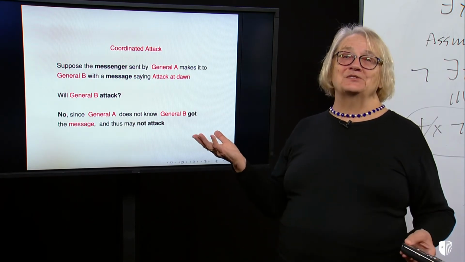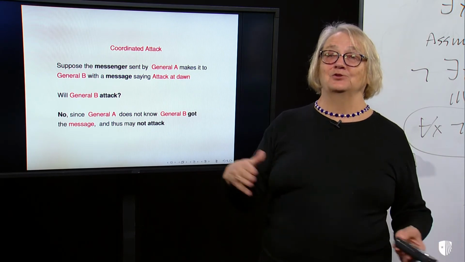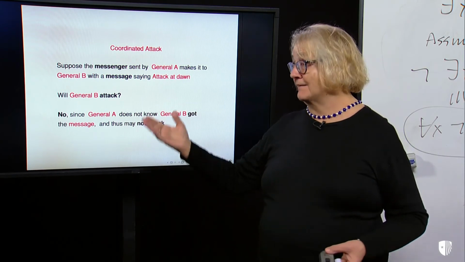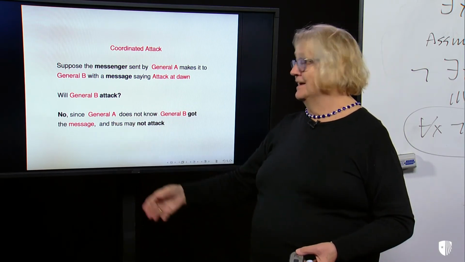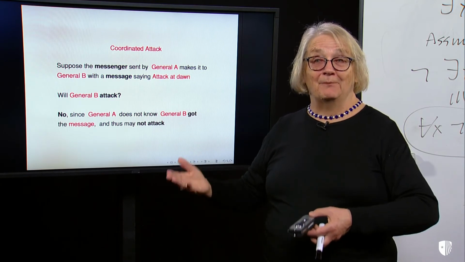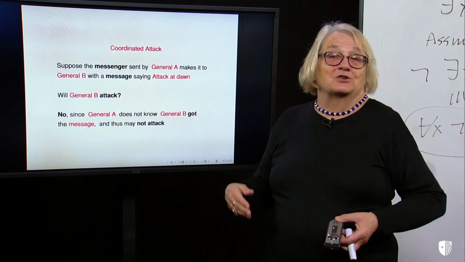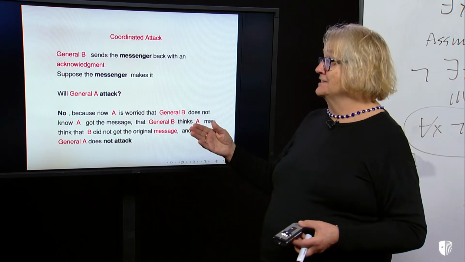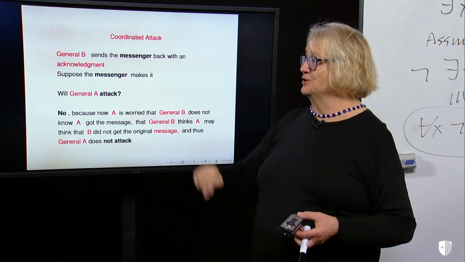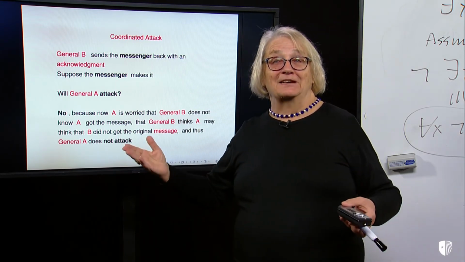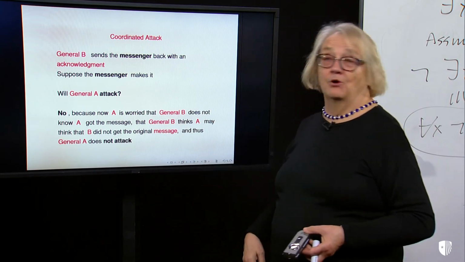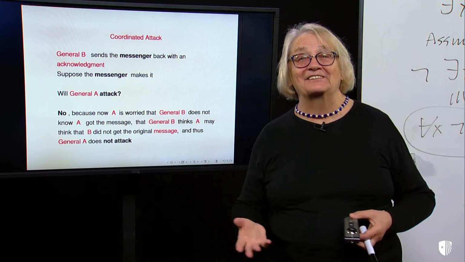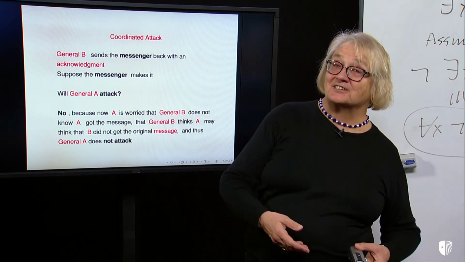So, suppose the messenger sent by General A makes it to General B with the message to attack at dawn. Will General B attack? No, since A does not know that General B got the message, A might not attack. General B sends a messenger back with an acknowledgement. Suppose the messenger makes it. Will General A attack? No, because A is worried that General B does not know A got the message.